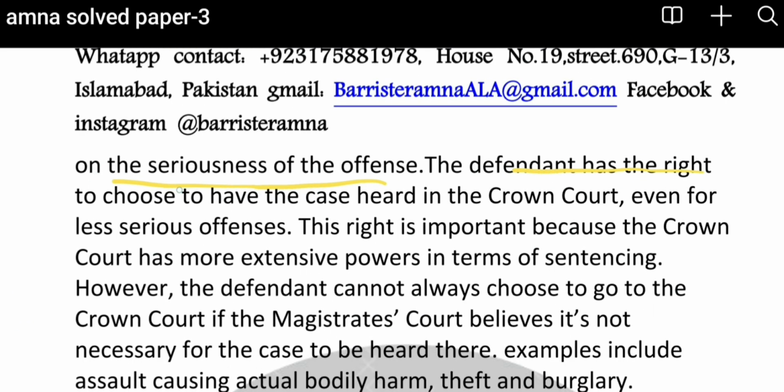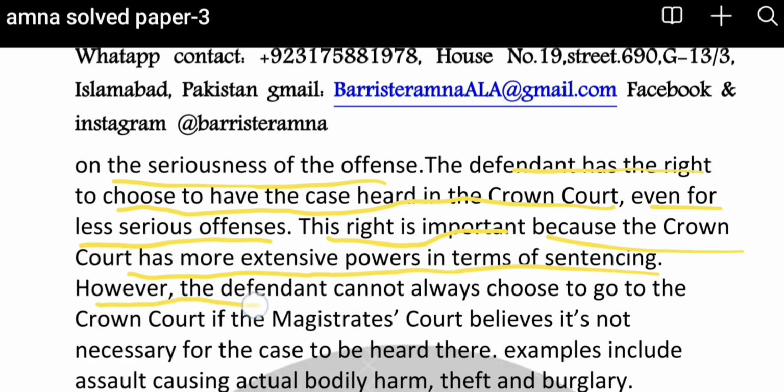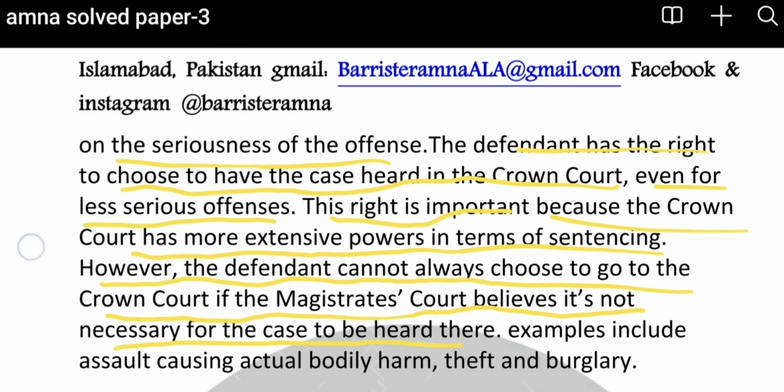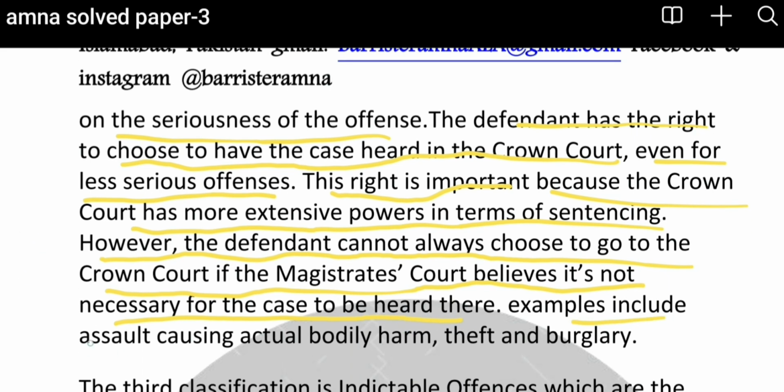The defendant has the right to choose to have the case heard in the crown court, even for less serious offenses. This right is important because the crown court has more extensive powers in terms of sentencing. However, the defendant cannot always choose to go to the crown court if the magistrate court believes it's not necessary for the case to be heard there. For example, it includes assaults causing actual bodily harm, theft, and burglary.